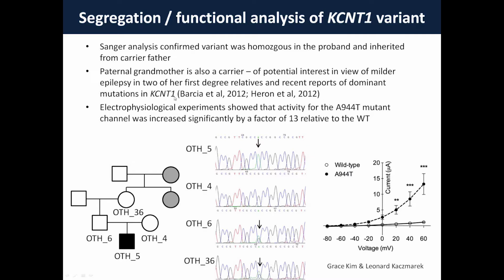And actually while we were working on this study, there were 2 papers that published dominant mutations in this gene causing a milder form of epilepsy. We've also collaborated with a group at Yale who did electrophysiological studies and showed that, when you've got this mutation, the channel opens much more easily and you get higher electrical current.